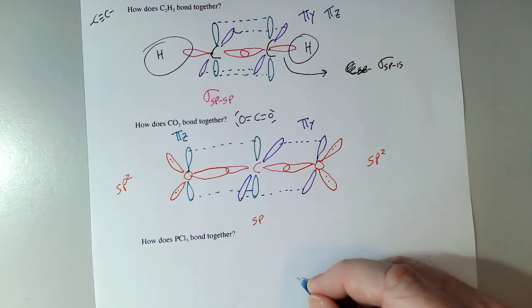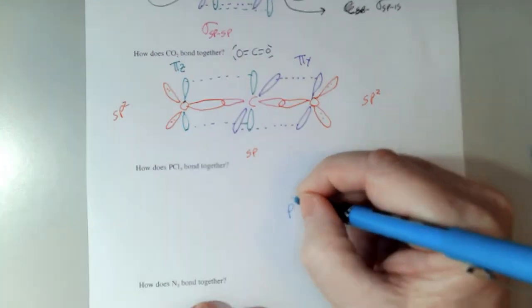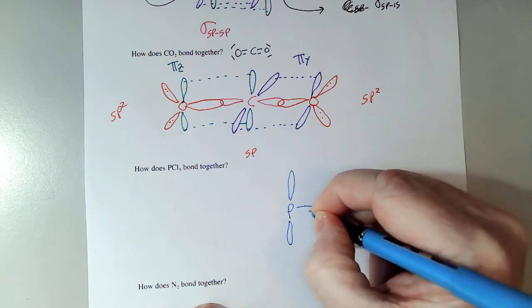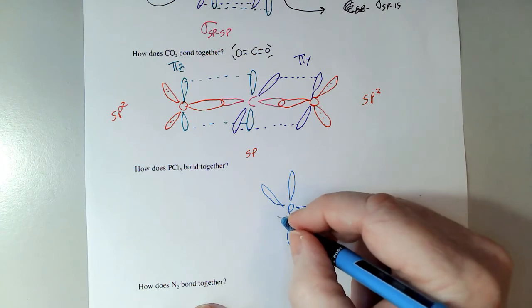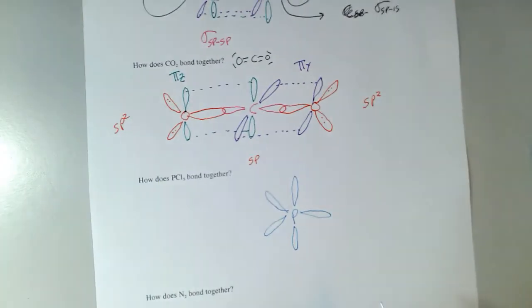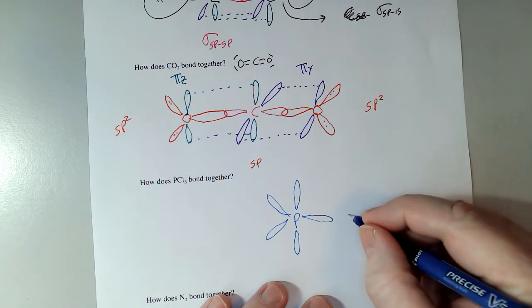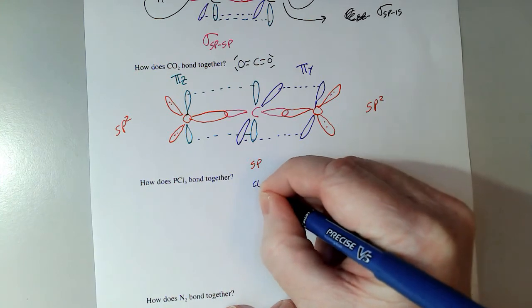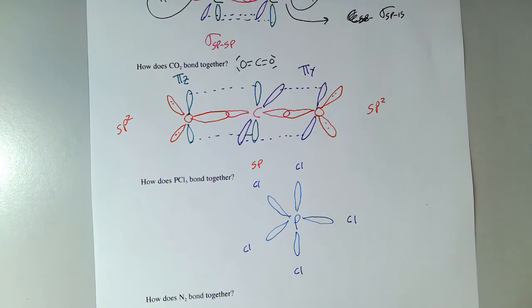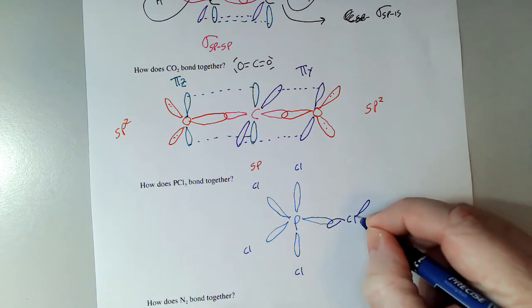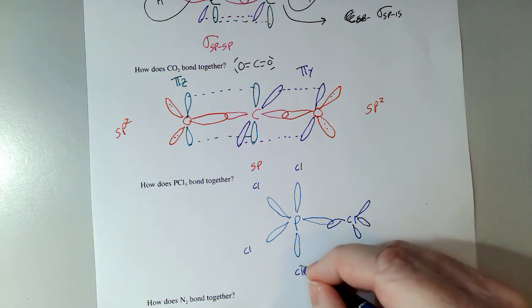PCl5. I have a phosphorus in the middle, and it has 5 things attached to it. So I'm giving it an sp3d. Okay? Now, I also have the chlorines, and each chlorine has 3 lone pairs. So, Cl, Cl, Cl, Cl, Cl. So the chlorines are attached to 4 things: 1 phosphorus atom and 3 lone pairs. So in each case, that means sp3 hybridization.